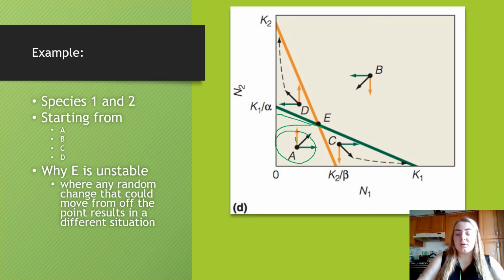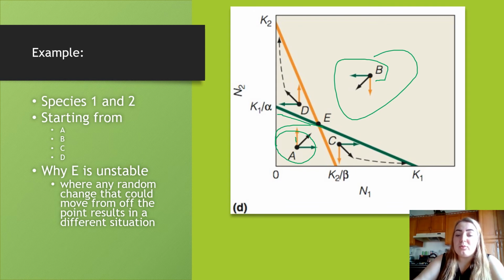And then for point B, we are outside of the isoclines, so there's this big open space, and both populations for 1 and 2 are going to decrease because we are not underneath those isoclines. For point C, you'll see that the population for species 1 is increasing, as indicated by this green arrow, and species 2 is going to decrease.